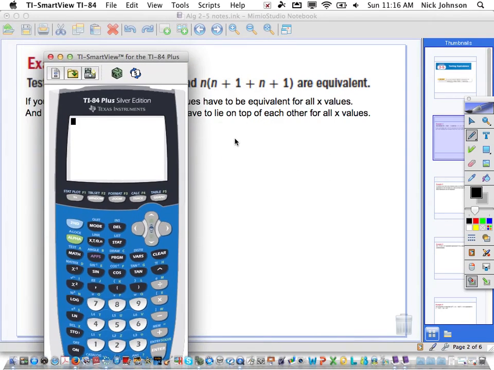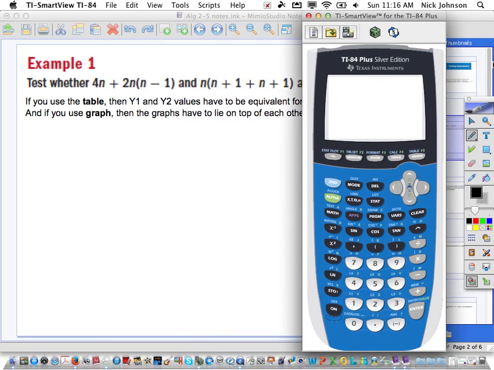And all you do is simply hit y equals. And what you're going to do is type that exactly how it is on your calculator. So 4, instead of n's, we have to use x's. 4x plus 2 times x times the quantity x minus 1. Close your parentheses, hit enter, and you're going to type this one into your y2. So x times the quantity x plus 1 plus x plus 1.